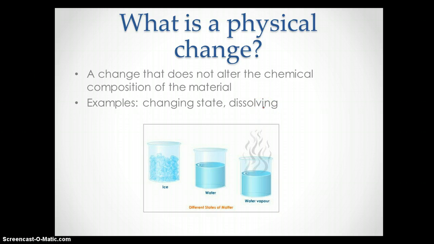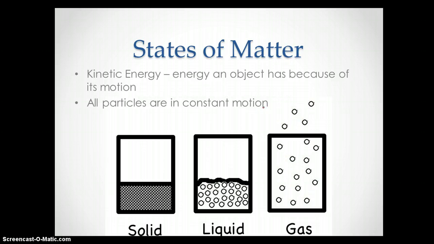in those two processes. So when we talk about states of matter, we're really looking at the kinetic energy that's involved in those states of matter. The kinetic energy is energy an object has because of its motion. And all particles are in motion of some sort. It just depends on how much energy they have, what their heat is, as to how much they're moving. So we're going to be looking at the kinetic energy of the solid, liquid, and gas phase.